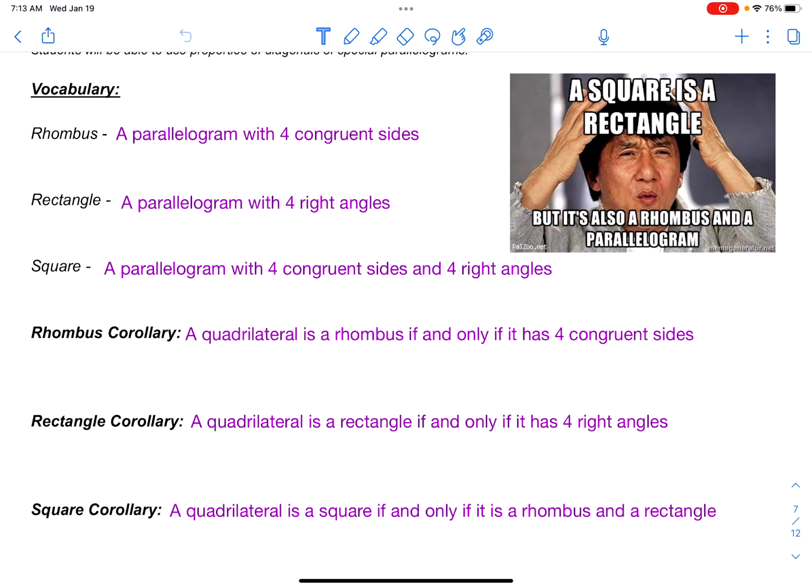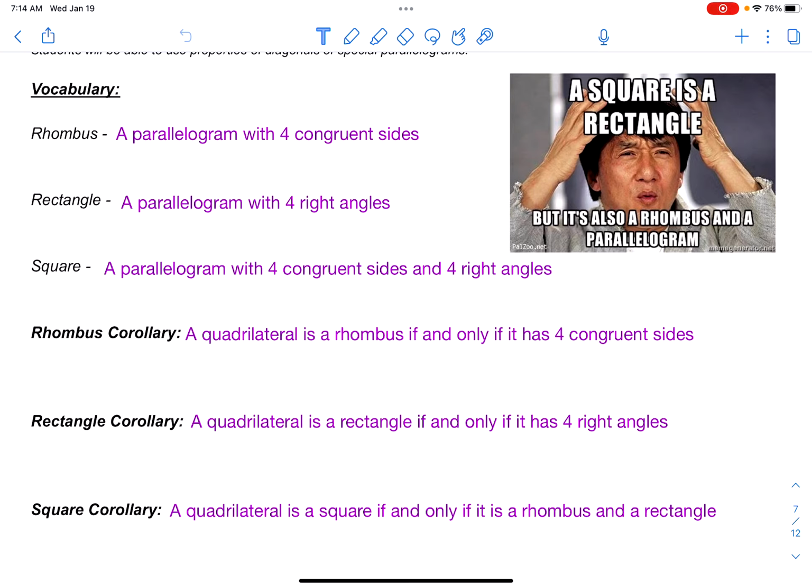It's the rhombus corollary, rectangle corollary, and square corollary. So rhombus says a quadrilateral is a rhombus if and only if it has 4 congruent sides. Rectangle says a quadrilateral is a rectangle if and only if it has 4 right angles. And square says a quadrilateral is a square if and only if it is a rhombus and a rectangle, or also stating if and only if it has 4 congruent sides and 4 right angles. But instead of writing out all of that, they just said it has to be a rhombus and a rectangle for it to be considered a square.